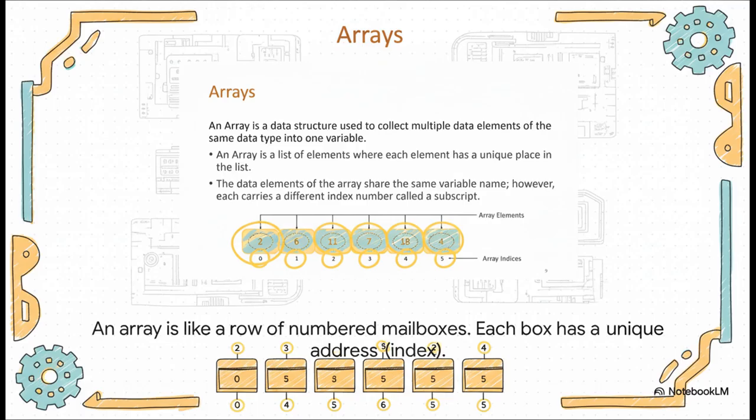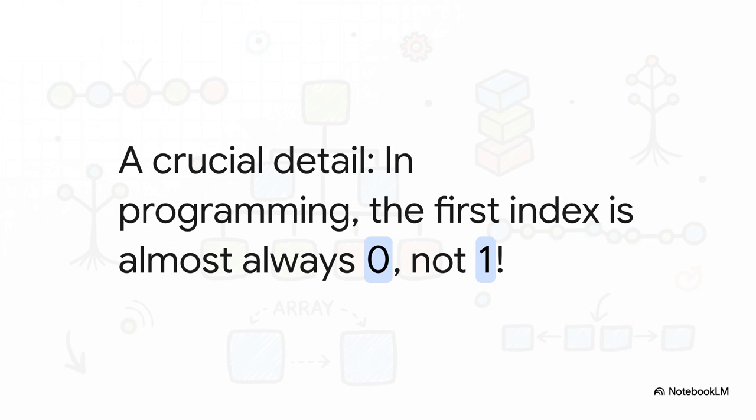But, and this is a big but, here is a crucial little detail you have to remember. Unlike how we normally count in the real world, computers almost always start counting from 0. So in a row of 6 mailboxes, the addresses aren't 1 through 6, they're 0 through 5. It's called zero-based indexing, and it's a little quirk that is so important to get right when you're programming.